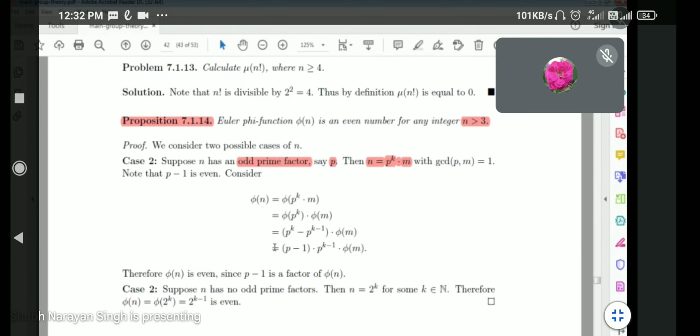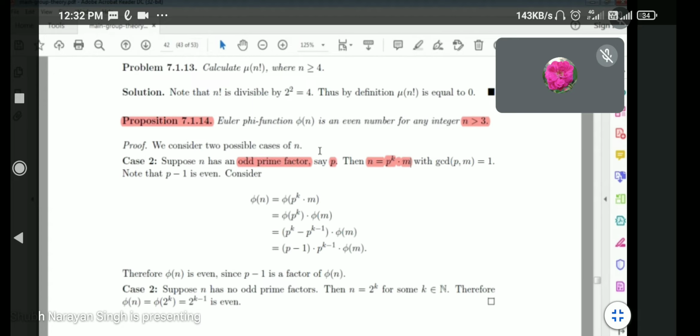That means phi(n) is an even number when n has an odd prime factor. So in that case, we have the proof, the mathematical verification. Now in the other case, when n has no odd prime factor, can you tell me a number which has no odd prime factor? At least 2 or 3 positive integers, please.